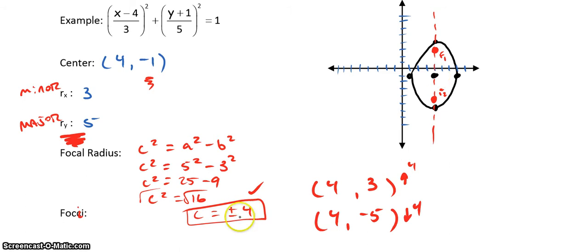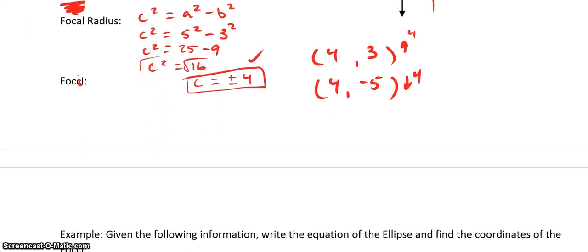From the center, we take our focal radius and we go up and down. Kind of like here, from our center, we go right 3 and left 3, up 5 and down 5. Alright, I know it's a lot to take in, but we'll get it. Okay, let's try a different example.